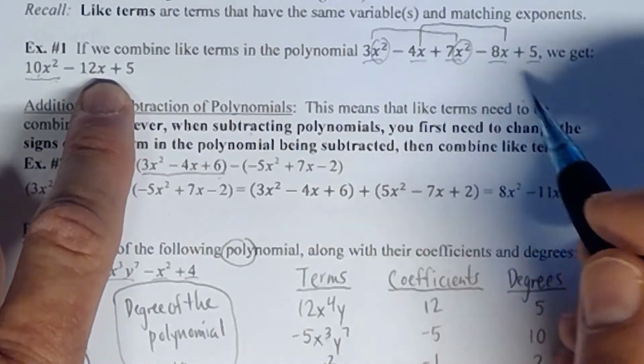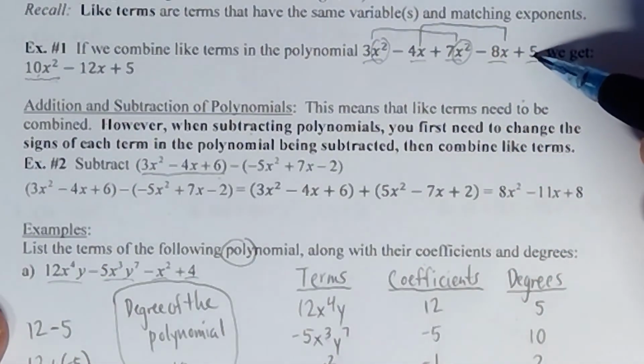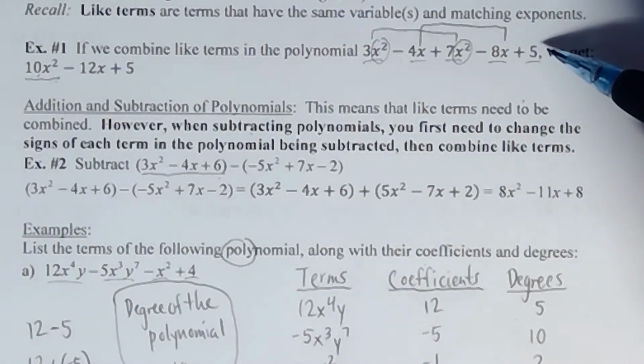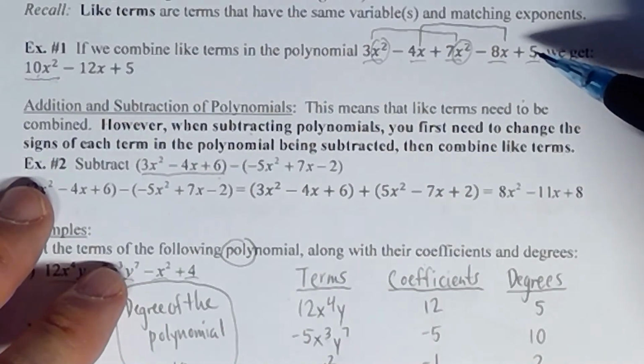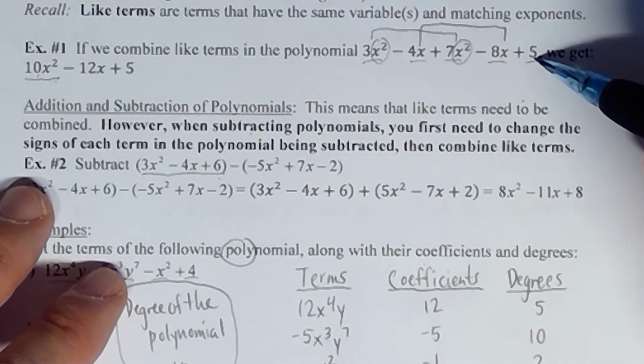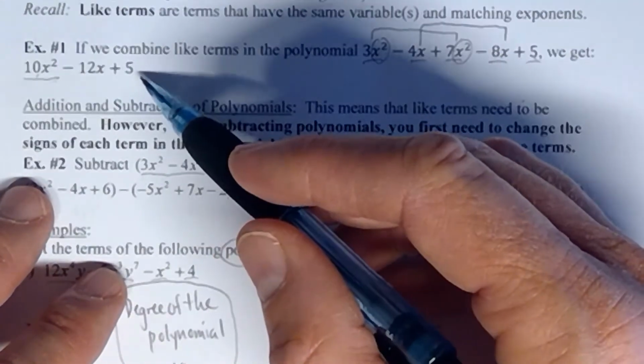Okay? And then finally, 5 does not have another term that's a like term with it, okay? In order for 5 to combine with anything, the only like term that would go with 5 would be another term that doesn't have a variable in it. If a term doesn't have a variable, the only like terms that would go with it would be terms that also don't have variables. Since this doesn't have a like term to combine with, what you do is you just bring it down into the answer.